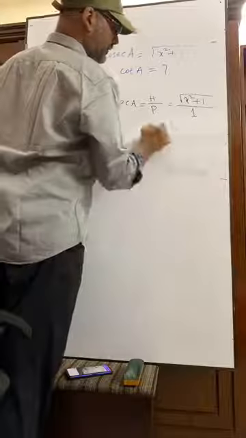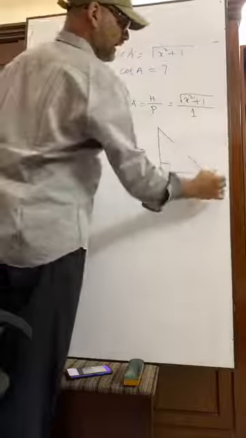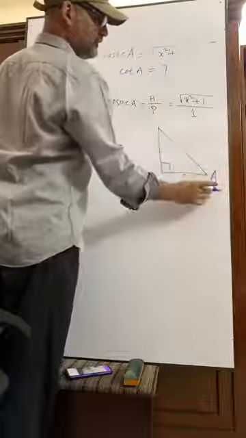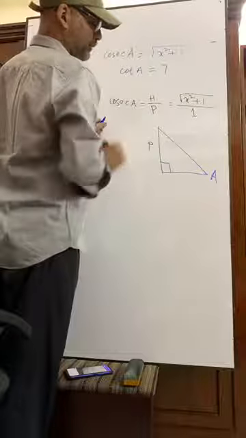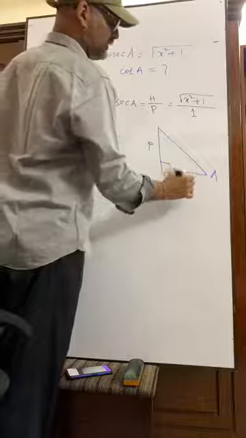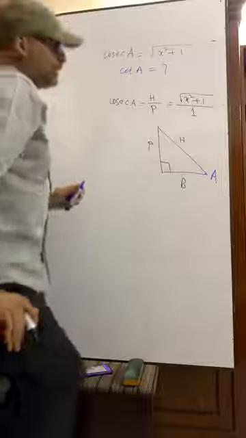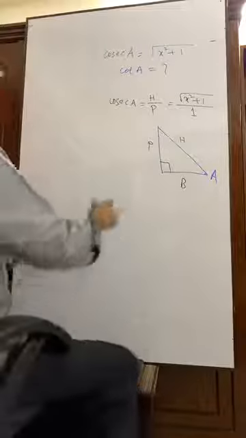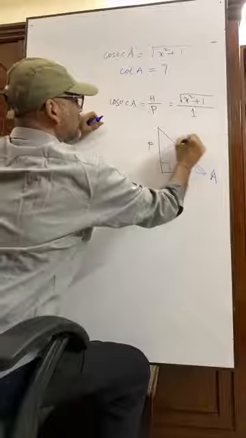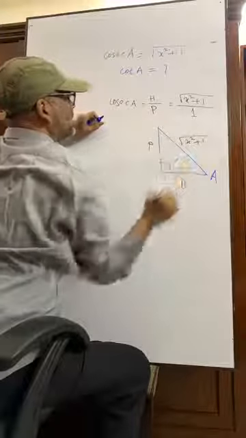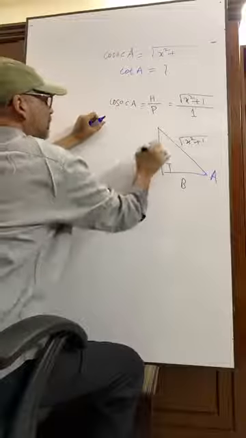Okay, this is the triangle, a right angle triangle, and suppose this is A. Regarding this A, this is perpendicular, this is base, and this is hypotenuse. So what are you getting here? The hypotenuse is root over x square plus 1, and the perpendicular is 1.